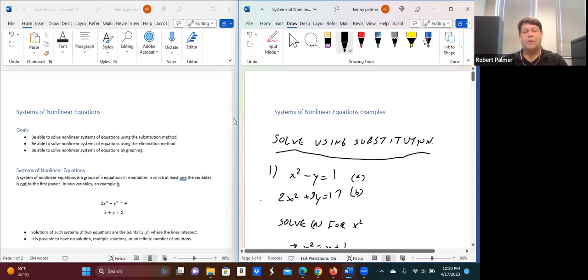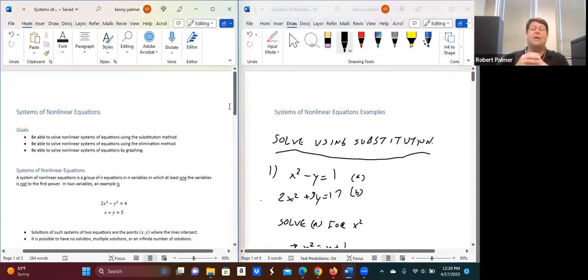Okay, so then we learned to solve by graphing, finding where they intersect, and also learned to apply the substitution method and elimination method to solve systems of nonlinear equations.